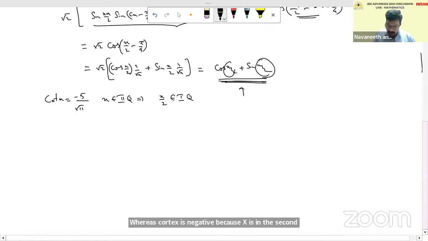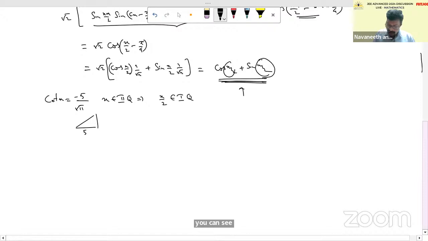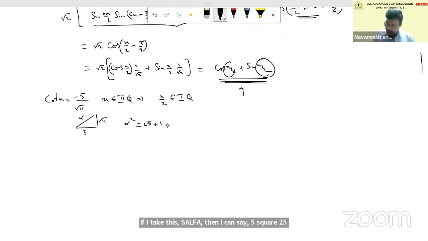Now let me get cos x value, by which I can find sin x by 2, cos x by 2. So you can see here, this is cot, so this is 5 and this is root 11. If I take this as alpha, then alpha square is 5 square, 25, plus root 11 square is 11, which gives you 36. So alpha is going to be 6. So basically here this is 6. So you get cos x. Second quadrant, cos is negative, so cos x is going to give you minus 5 by 6.